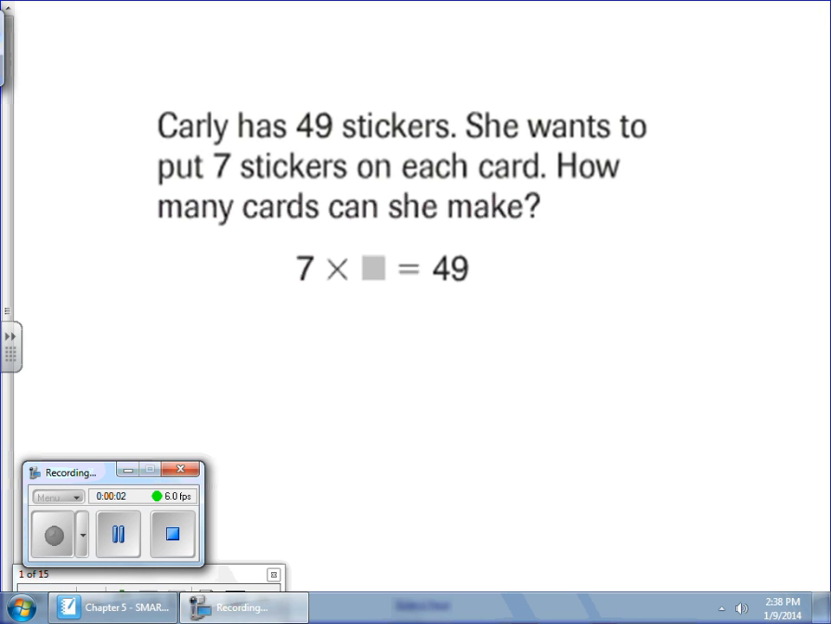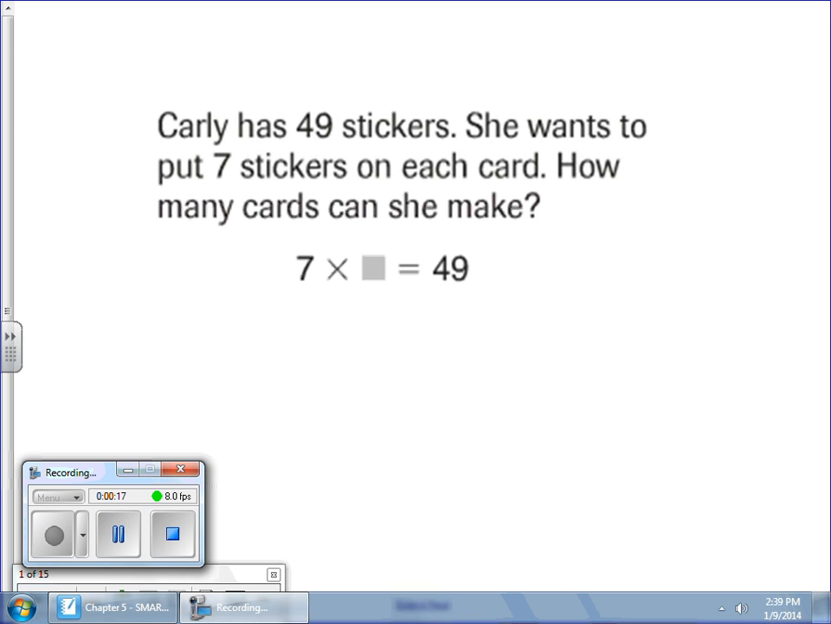This is the study cast for Chapter 5's math test using multiplication. First one, Carly has 49 stickers. She wants to put 7 stickers on each card. How many cards can she make?